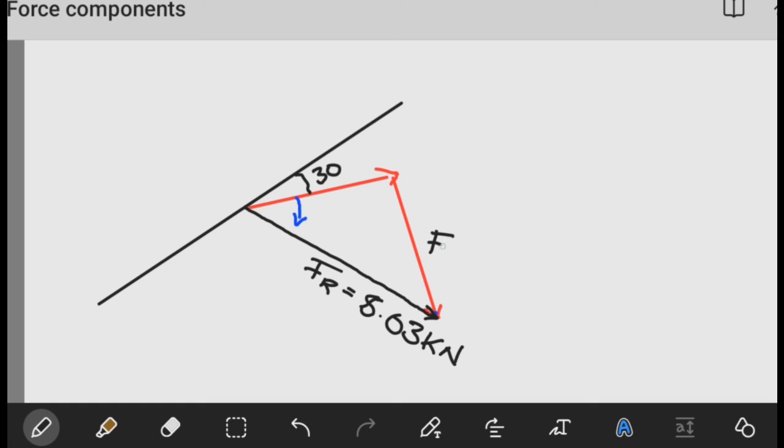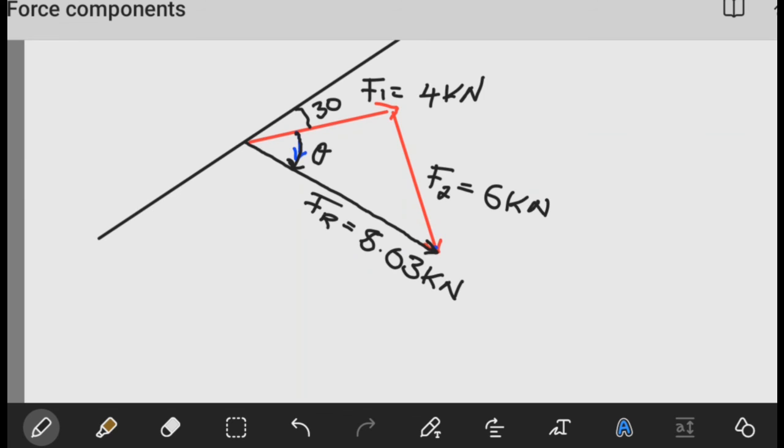So this is F2 this side. F2 is given as 6 kilonewtons, and F1 is given as 4 kilonewtons. In this case, notice that the angle between F1 and the resultant vector here can easily be calculated. How do we calculate that angle?